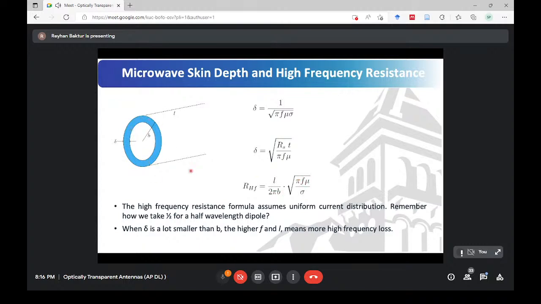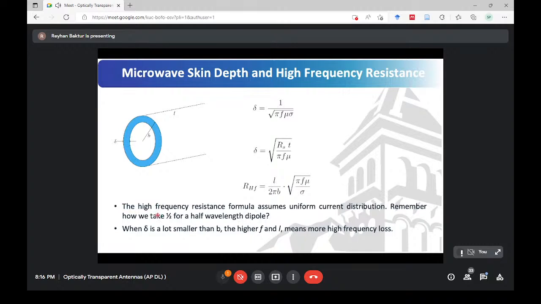The high frequency resistance is the resistivity times length over the area. So that will be this, is that delta or gamma? I think it's delta. Yeah, delta times 2 pi b. So that's normally the high frequency resistance, and that's assuming that the current distribution is uniform. If we are talking about sinusoidal distribution, normally we will have 1/2, from the antennas class.